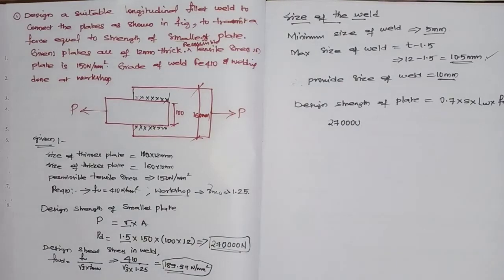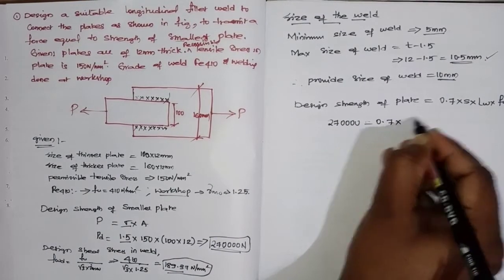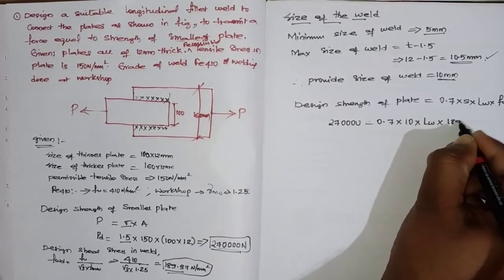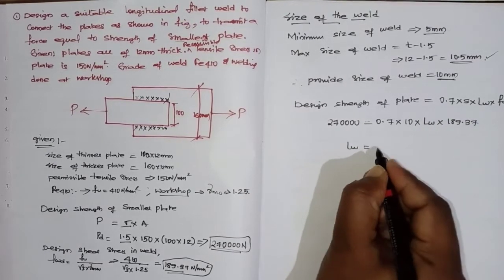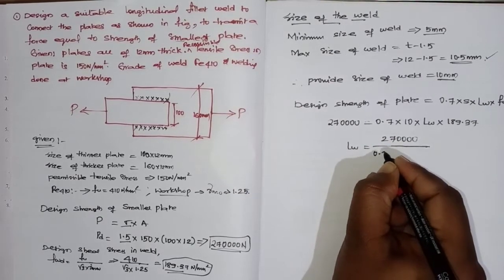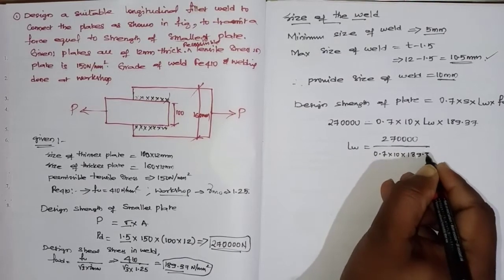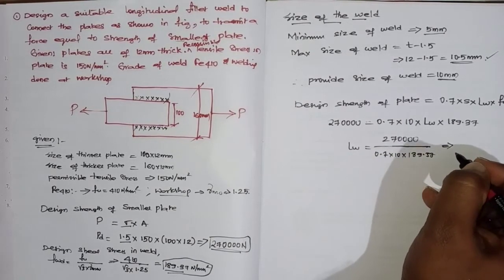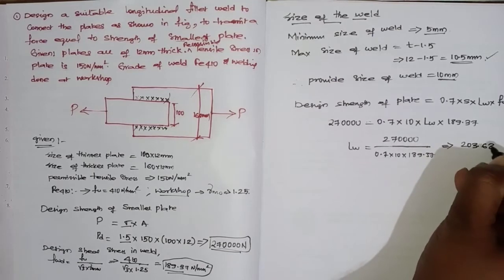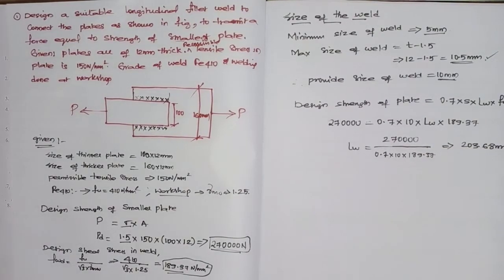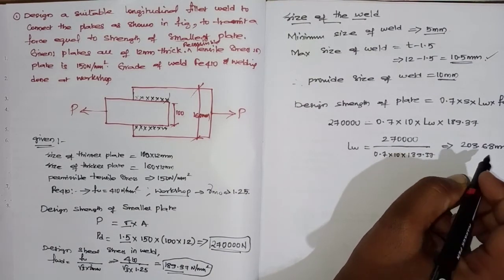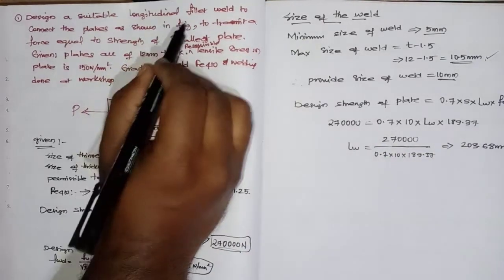270,000 newtons, which equals 0.7 into S, which is 10 mm, into LW, which we don't know, into 189.37. So LW will be equals to 270,000 divided by 0.7 into 10 into 189.37. Upon calculation you will be coming across 203.68 mm. Now this is the overall length of weld to be provided, longitudinal fillet on both sides.